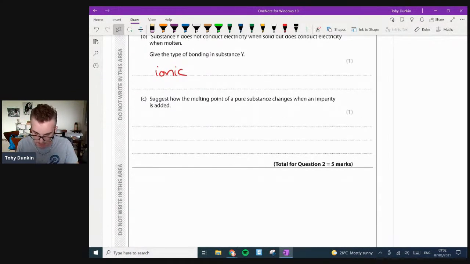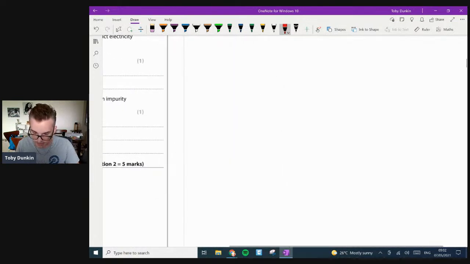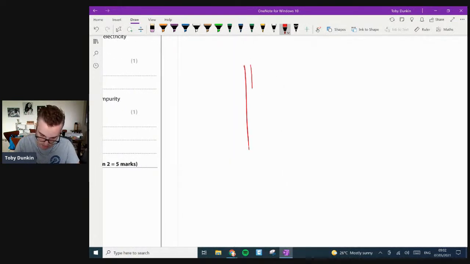Suggest how the melting point of a pure substance changes when an impurity is added. So when you run a melting point, if you've got a substance and you want to check its melting point, you use a capillary tube and you have your solid down here. And what you do is you then heat it up and it liquefies. Well, if it's pure, it'll melt very sharply. It'll be solid, solid, solid, solid, solid, solid, liquid. It's very brisk, very abrupt. It's described as a sharp melting point.